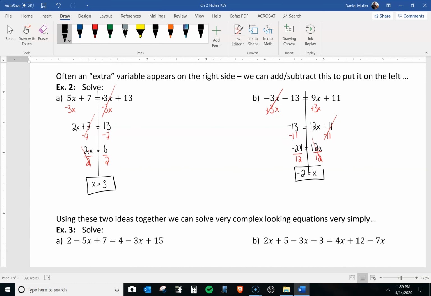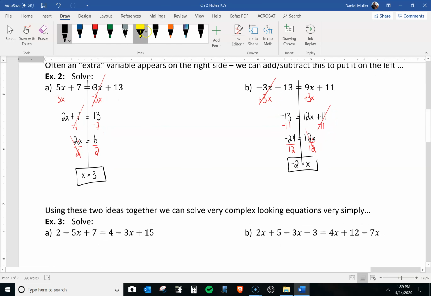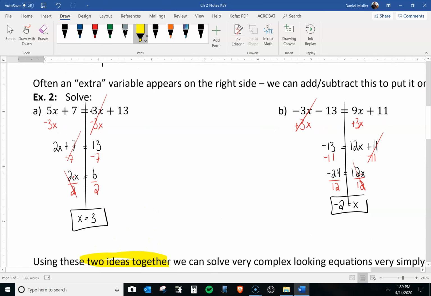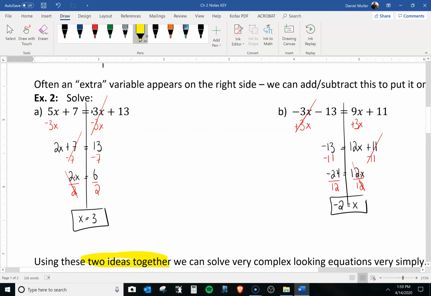So in example 3, we're going to put these two ideas together. That's what we're going to do in the next video. But for now, I'll just zoom in here and you can make any notes that you need to make.